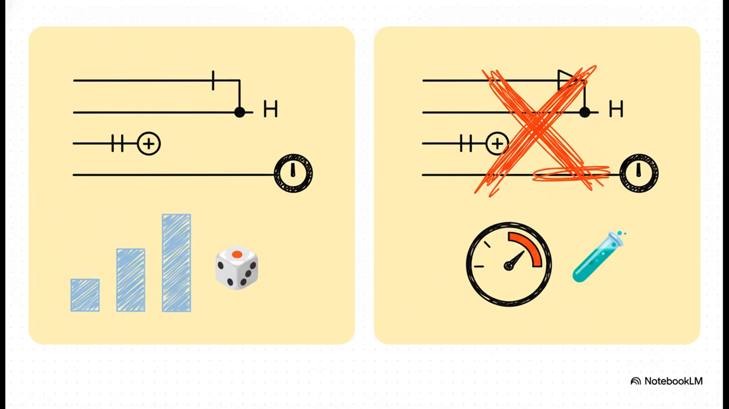Then you have the estimator, and it's a bit different. Its goal is to calculate a specific value, like the energy of a molecule in a chemistry simulation. And here's the really crucial rule. An estimator circuit absolutely cannot have any measurements inside it. Why? Because the very act of measuring would collapse the quantum state and destroy the exact information you're trying to analyze.